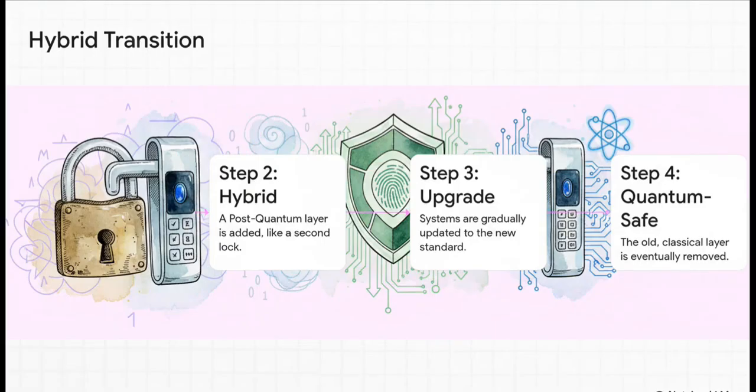Now, you have to be realistic. This isn't going to happen overnight. For years, we're going to see a hybrid approach. Think of it like putting a brand new, unpickable lock on your front door, but you keep the old lock there for a while too. It's all about making sure the transition is smooth and, most importantly, secure.